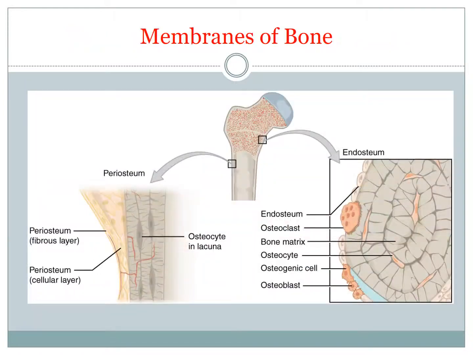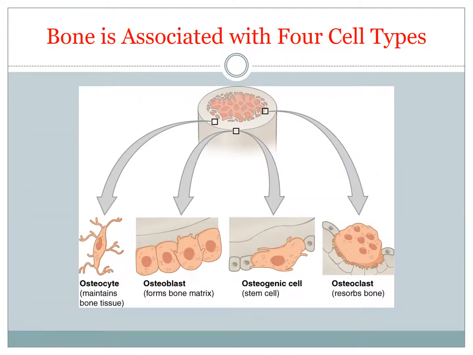This slide shows the membranes of the bone that we discussed previously. The periosteum, which you can see here, has both an outer fibrous layer and an inner cellular layer, and the endosteum. Now, bone is associated with 4 cells that account for approximately 2% of the weight of bones.